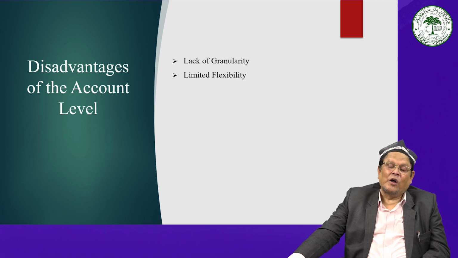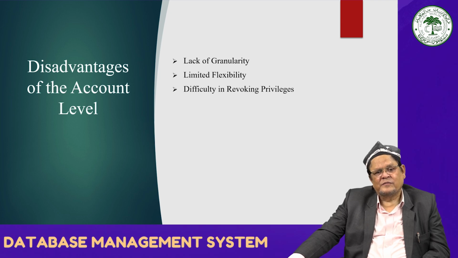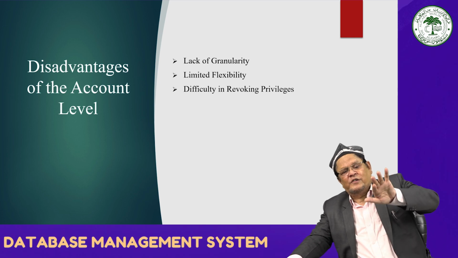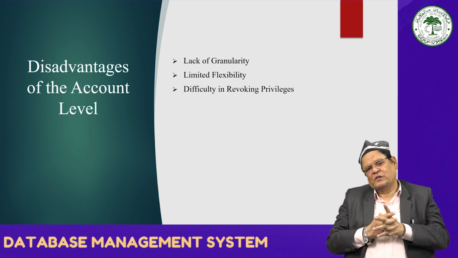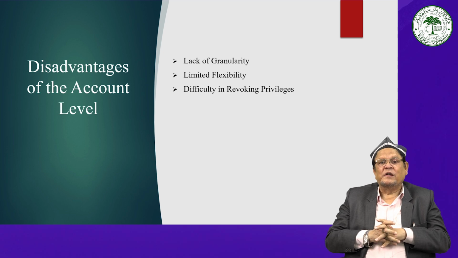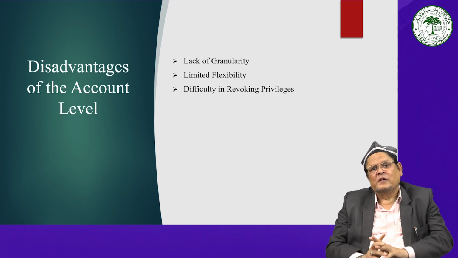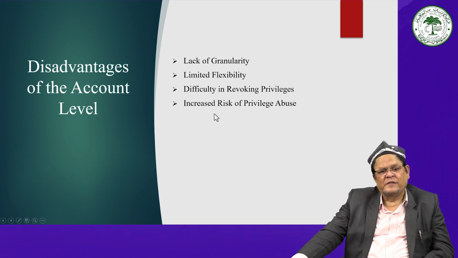Only if the owner gives the privilege are you able to. So the limited flexibility is available on that relation. Difficulty in revoking privilege: sometimes you have given the privilege to the users, but when the activity of a user is not good, you have to revoke the privilege. It is very difficult to revoke privilege. That's why these are disadvantages for revoking privileges.